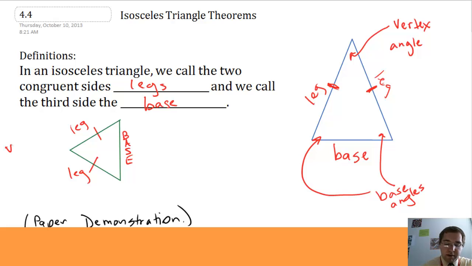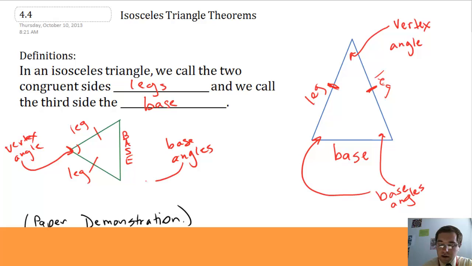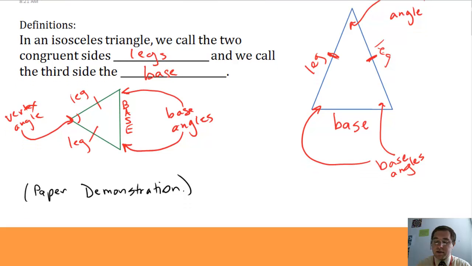So then my vertex angle is here because it's between the two legs, and then the base angles are here and here, the two angles at the ends of the base. Okay, now that we have the terminology, we can talk about these triangles.